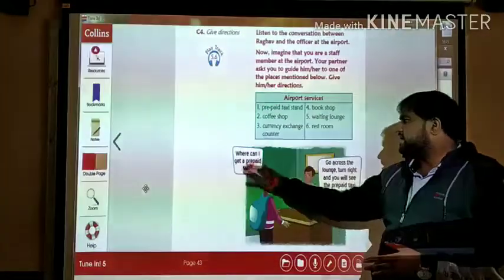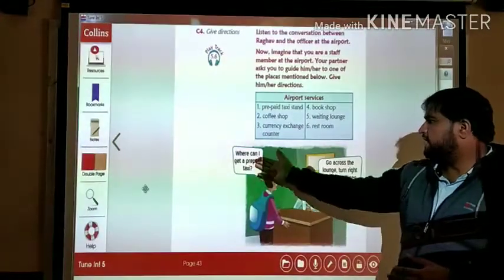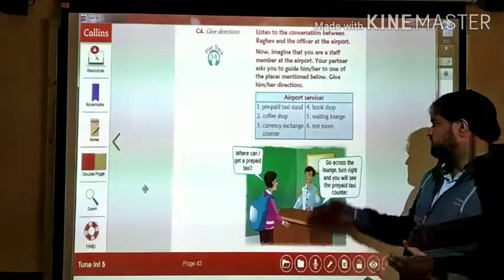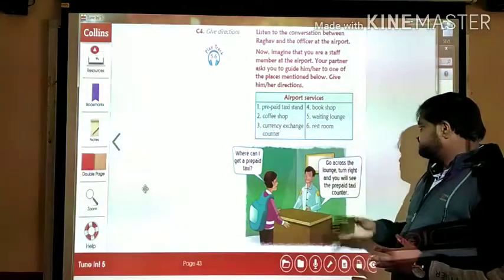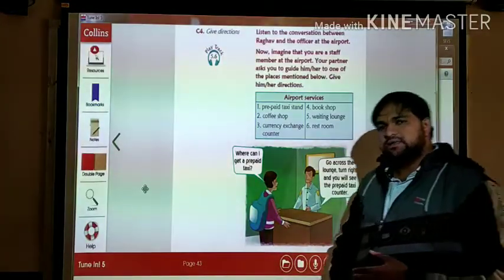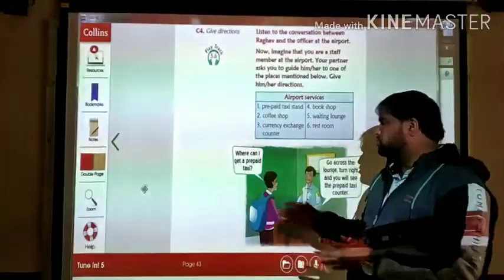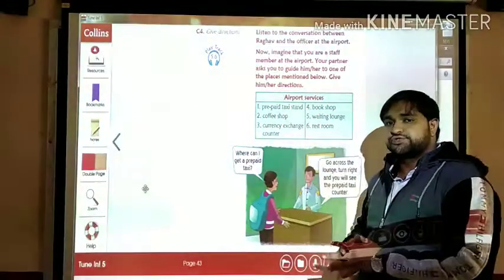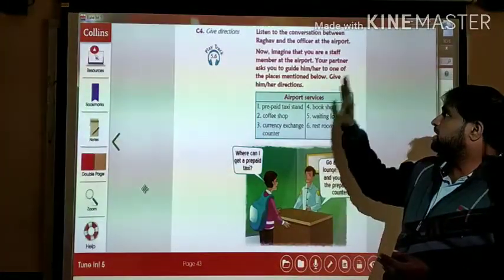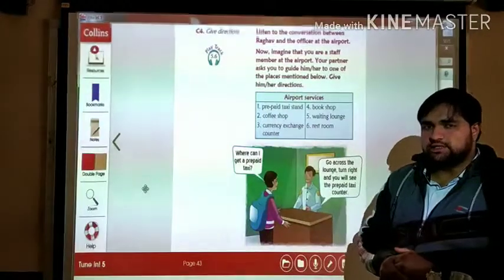For that we have one example here. See here. Where can I get a prepaid taxi? So the officer is giving the answer. Go across the lounge, turn right, you will see the prepaid taxi counter. So this is how you can give directions to someone. Now let us listen to this audio, how Raghav and the officer at the airport are talking to each other.